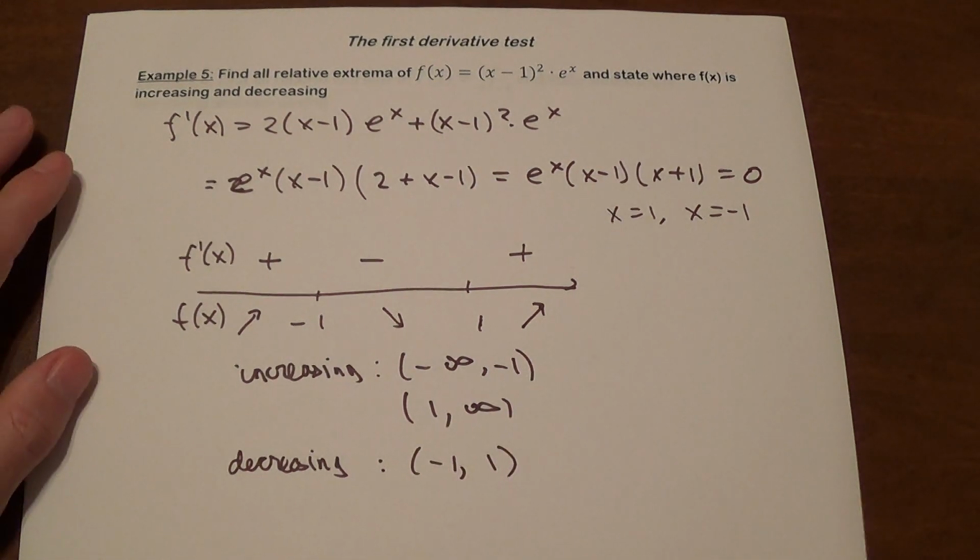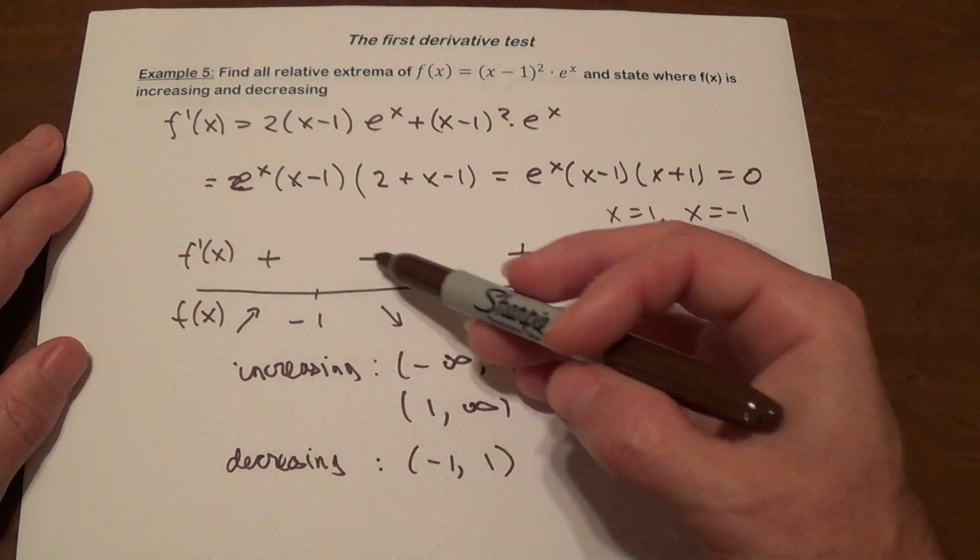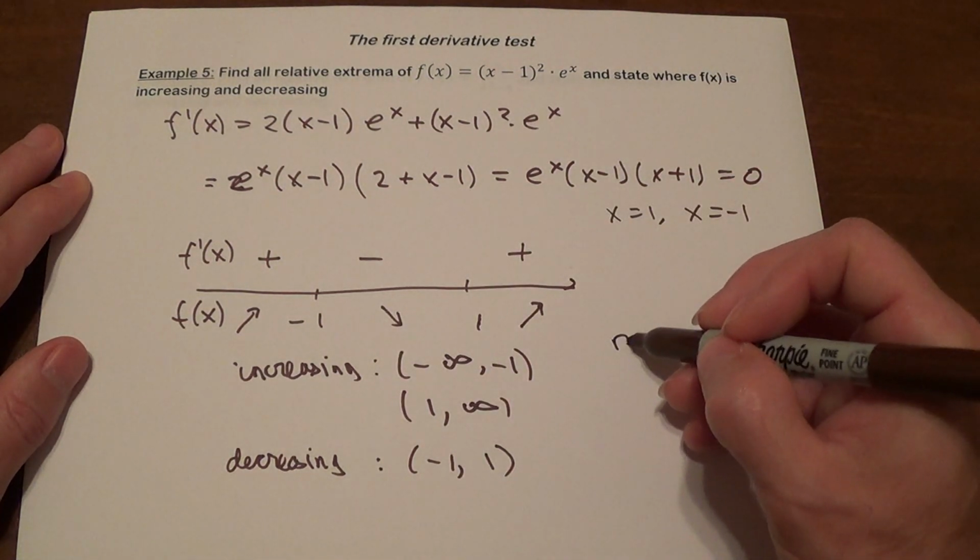What about the relative extrema? At negative 1, the first derivative changes from positive to negative. That's a relative maximum.